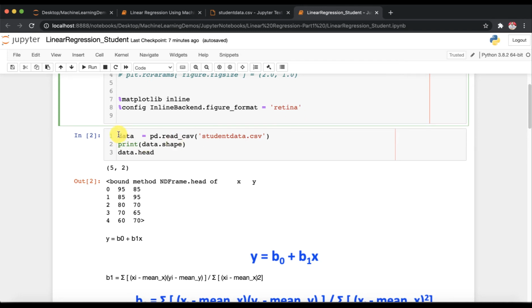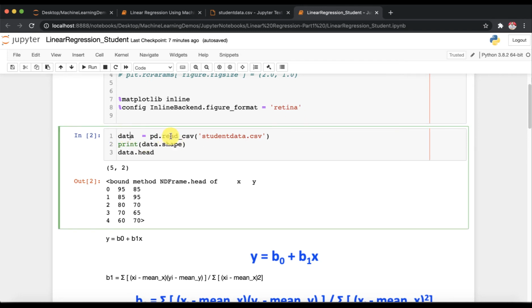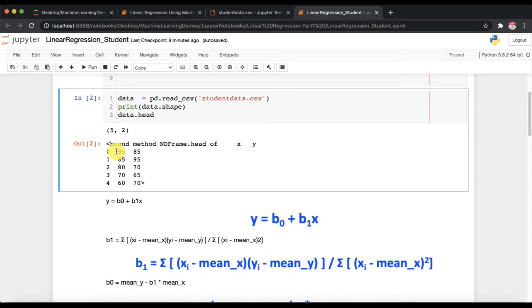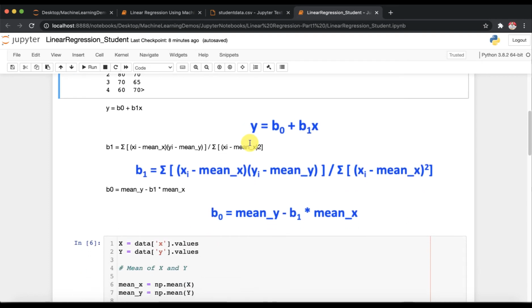Next we are going to fetch the data set using our read_csv function. After that we are checking the shape of the data set and printing the first five values. Obviously here we only have five values. Then you can see we have successfully fetched our data set of the students, the x and y variables.